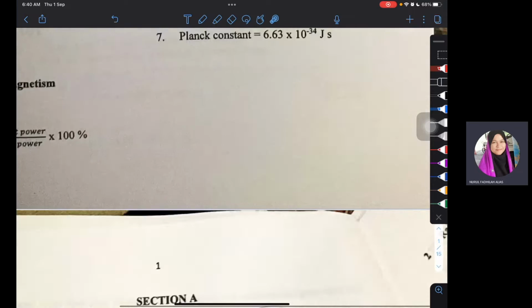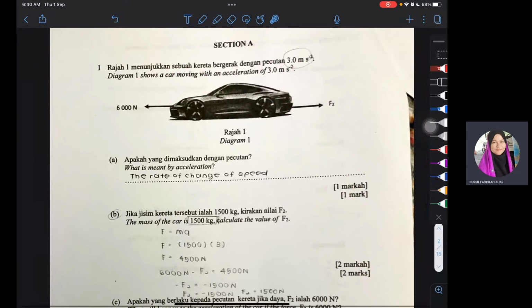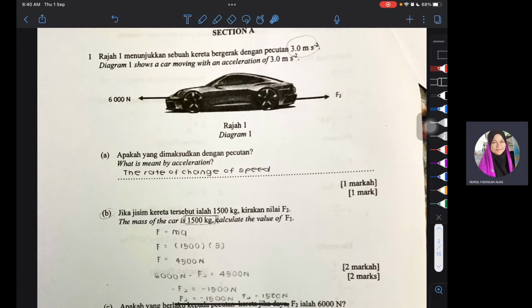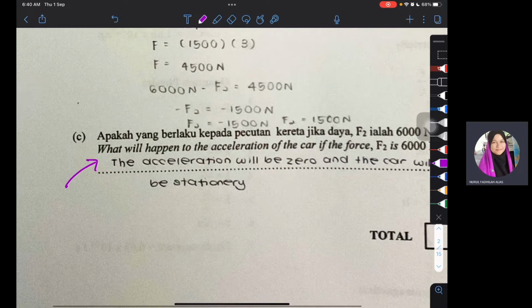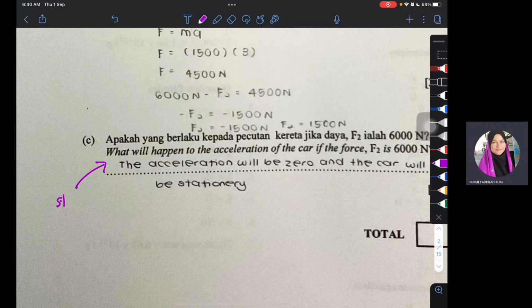Okay, now look at the first question. This is a very easy question. The diagram shows a car moving with an acceleration. So the car is moving. The car is moving, my dear students. Why do I emphasize this? Because when it's stated the car is moving, quite a number of you give the answer as stationary, which is wrong.